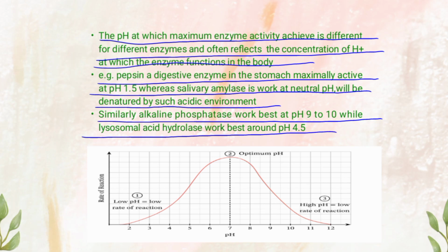This is the diagrammatic representation of pH and rate of reaction, which shows that the optimum pH for most of the enzymes is about 7, that is the neutral pH.